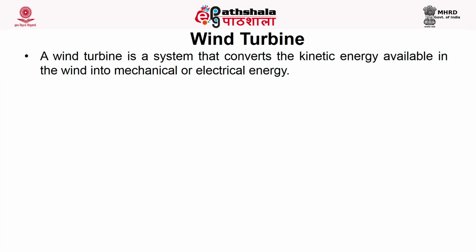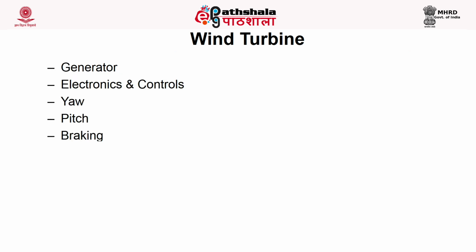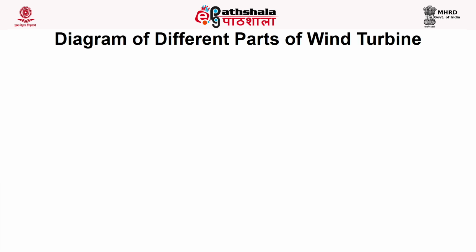Let's see what a wind turbine is. It's a system that converts the kinetic energy available in the wind into mechanical or electrical energy. So, it is the most important part of a wind energy conversion system. You can see in this picture the different parts of a wind turbine system. It includes foundation, tower, nacelle, hub, rotor, drivetrain, gearbox, generator, electronics and controls, yaw, pitch, braking and cooling. The parts of this wind turbine system are grouped into rotor, windmill head, transmission and control, and supporting structures.